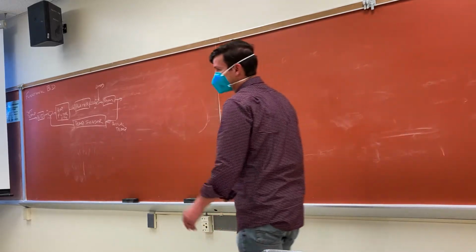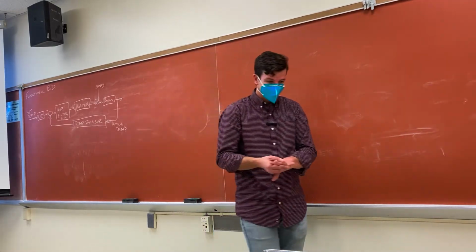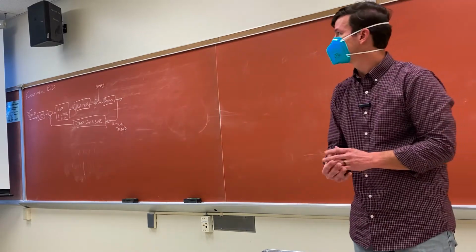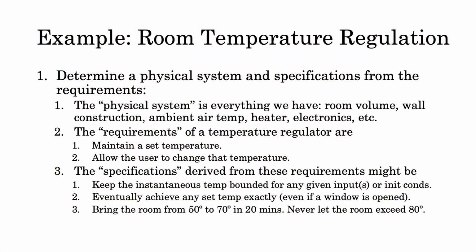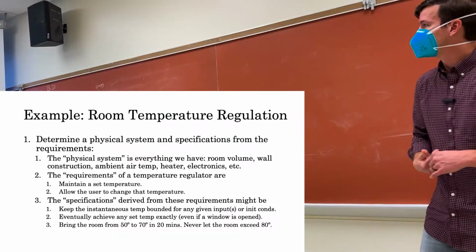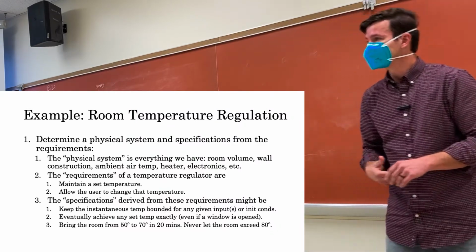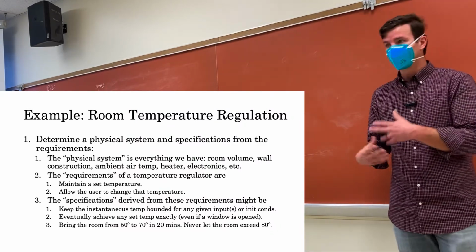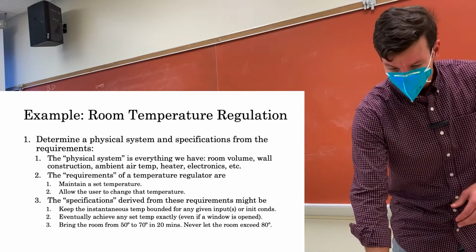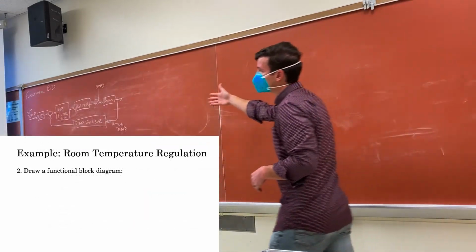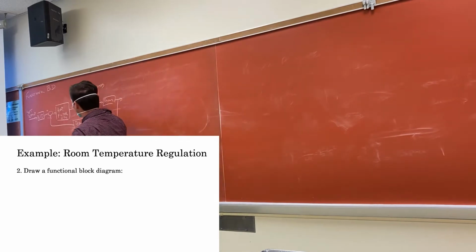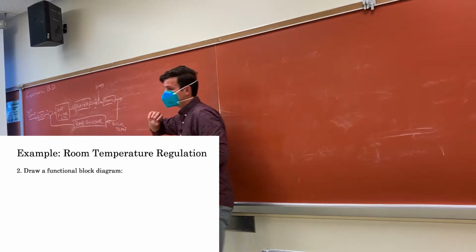Right, sorry about that. We have been talking about this make-believe temperature regulation system in a room. We had gathered all of the physical things we had in a Gilligan's Island style of design. I listed out a couple of vague qualitative requirements, and then I brainstormed a couple of specifications quantitative to those qualitative requirements. The second step was to draw this functional block diagram.